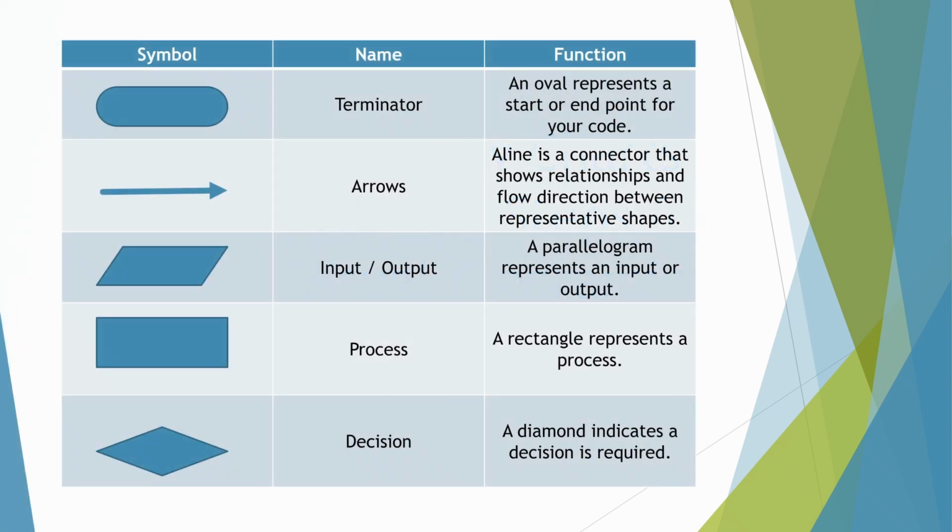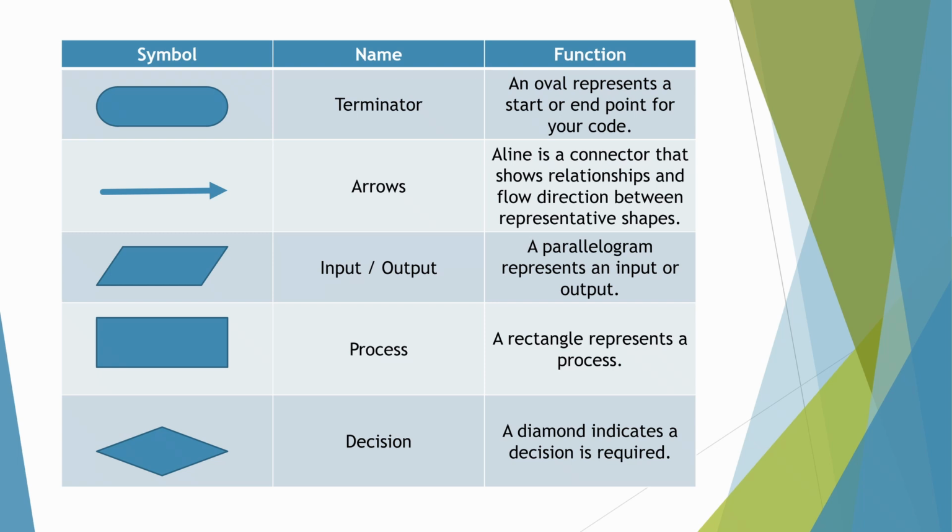Let's go through the basic flowchart symbols. You've got a terminator, an oval that shows where your code starts and ends. The arrow is a line showing the direction the steps will follow. Input and output is a slanted box that shows information that's going to be gathered or used. Processes are a rectangle that shows something happening in your code. Decisions, a diamond that shows a choice like yes or no. These shapes help you plan and code clearly and logically.